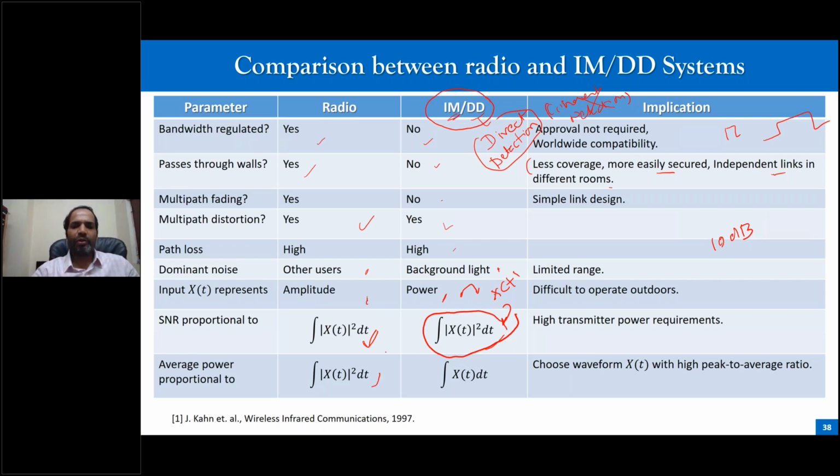Average power is proportional to this quantity. In optical, this is this, because xt is the power, right? So what is its implication? We can choose xt with a high peak to average ratio. We want this quantity to be high, because we want signal to noise ratio to be high, and we want this quantity to be small. So the peak to average power ratio can be high in optical communication systems compared to RF communication systems.